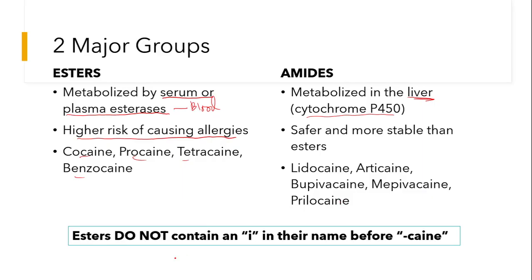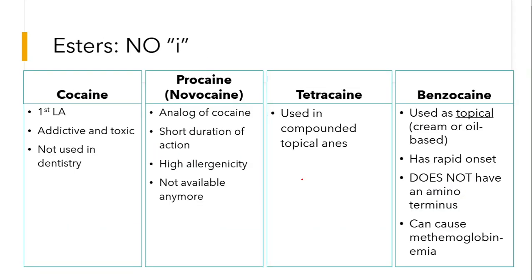One thing to remember it by, esters do not contain an I in their name before cane. So if you would notice, cocaine, procaine, tetracaine, benzocaine, no I. So esters, no I. While for the amides, you have lidocaine, articaine, bupivacaine, mepivacaine, and then your prilocaine. Okay? So esters, no I.